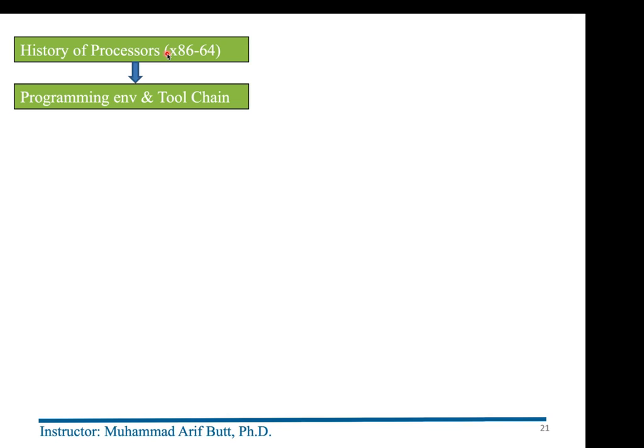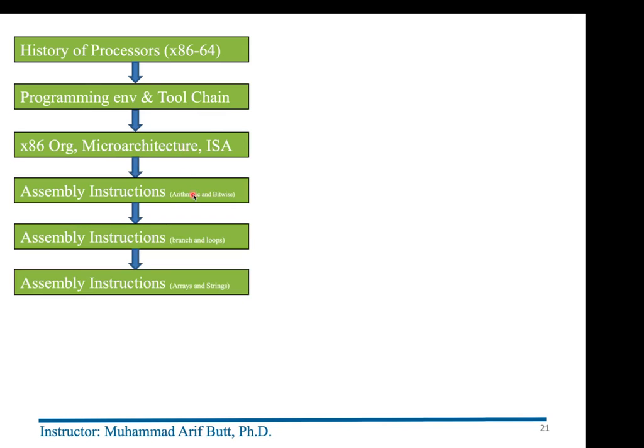Then we will talk about the tool chain. For this part, the tool chain consists of assembler, linker, loader, and debugger. We will be using the Netwide Assembler and GDB with the PEDA plugin for writing assembly programs for the x86-64 environment. Then we will talk about the x86 organization, microarchitecture, and instruction set architecture. And of course, then we will start writing basic assembly programs using arithmetic and bitwise instructions, branch and loop instructions, arrays and string instructions for the x86 64-bit processor.